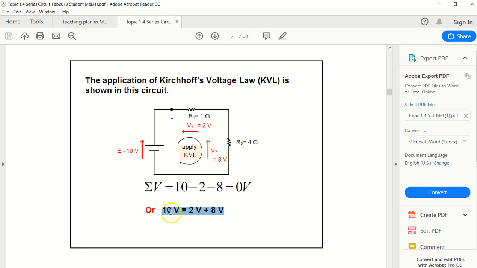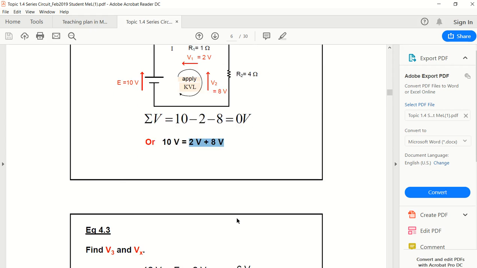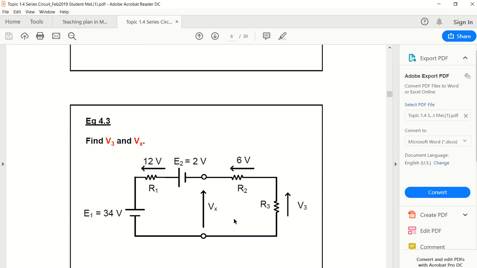Or in other words, you can express it that 10 volts, which is the supply voltage, is equal to the sum of the two voltages that are dropped on the respective resistors R1 and R2, which are equivalent to 2 volts and 8 volts. So this is a simple example of a Kirchhoff voltage law.